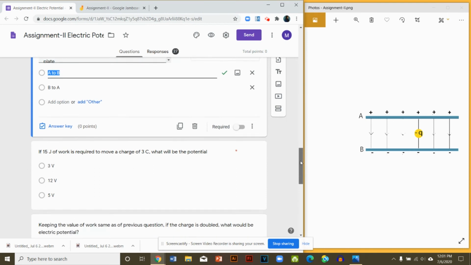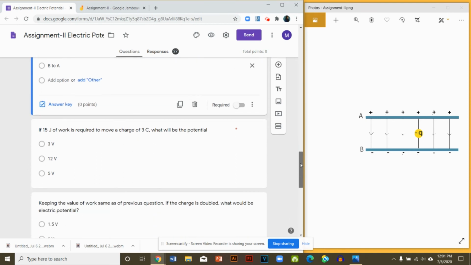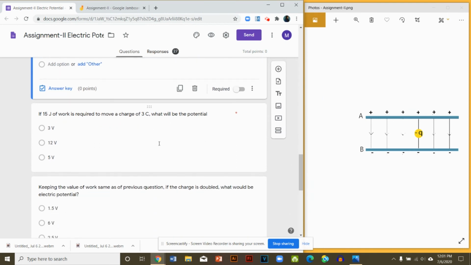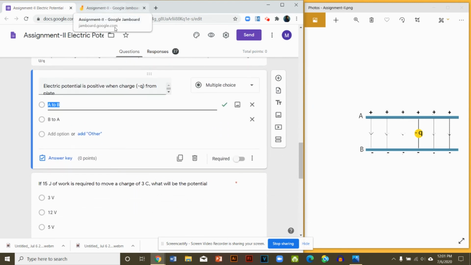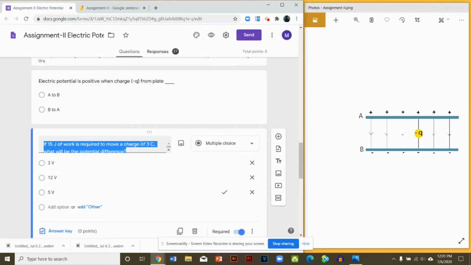Next was, if 15 joules of work is required to move a charge of 3 coulombs, what will be the potential? Simple, the formula is U over Q. So you just have to divide 15 joules by 3 coulombs. So you'll get 15 divided by 3, which is 5 volts. So yes, this was correct.